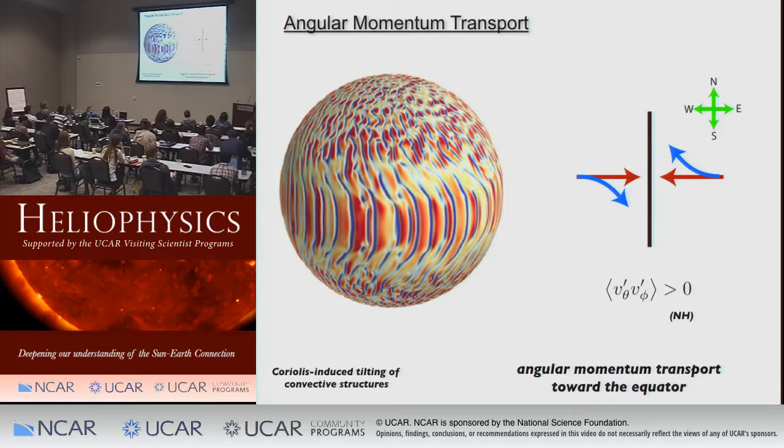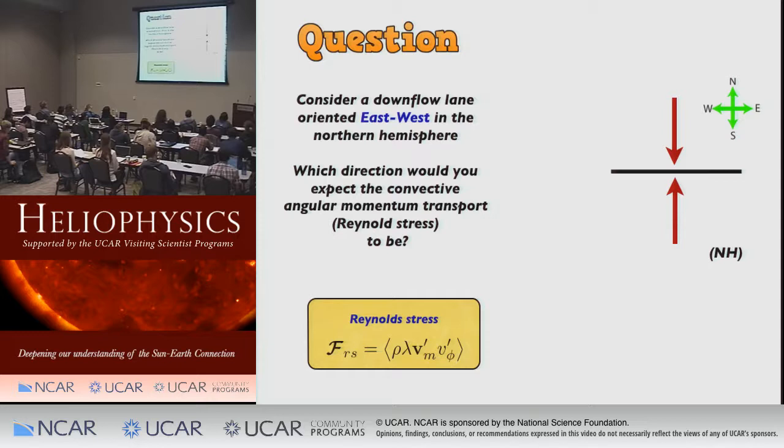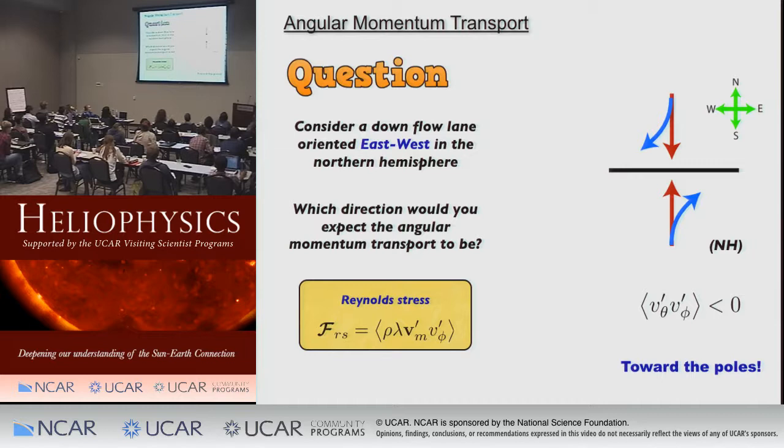All right, so come back to this one. Yeah, that's right. So if this one is diverted toward that way, it's a positive V phi and a negative V theta, right? And then this one is diverted toward its right. So it's a positive V theta and a negative V phi, right? So yeah, it's angular momentum transport toward the poles.